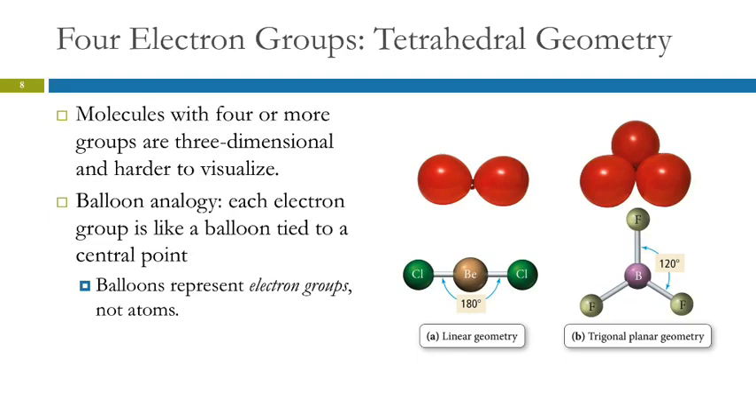So I actually have the balloons here, but there are also pictures of balloons in the textbook and on the slides. So here we've got the 2 balloons. They naturally go opposite each other. You put a 3rd balloon in there, and they form this triangle, and it's planar, it's flat. Putting a 4th balloon in there is a little harder to visualize. And so let's look at what happens when we put another balloon on there. It's important to remember the balloons are representing the electron groups, not the atoms.